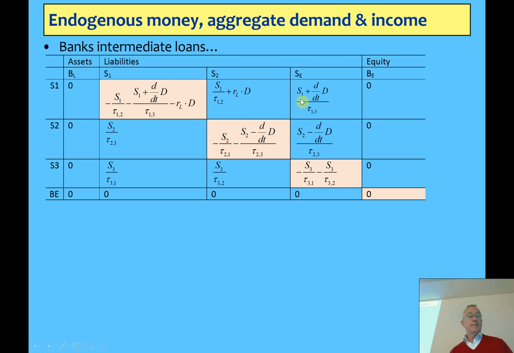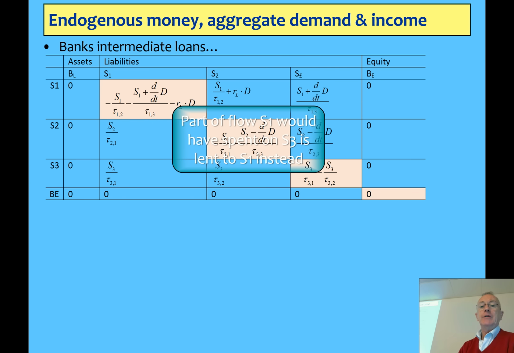What are the indices in the tau? Okay, this tau 1, 2 is expenditure by sector 1 on sector 2. It's always from 2. Now, you sum this up. So that's part of what sector 1 was going to spend on part of sector 2.